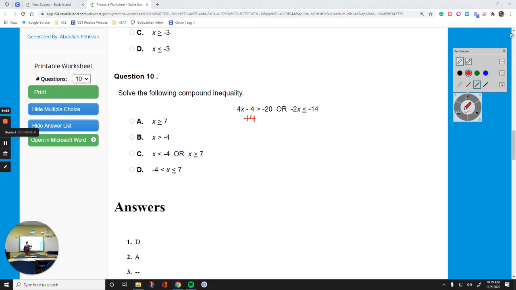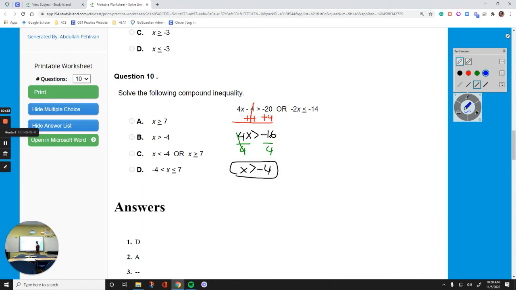I'm doing plus 4 to each side to get that 4x all by itself. 4x is greater than negative 16. Now, to get rid of that 4, I'm dividing both sides by 4. So x is greater than negative 4. This is my first set of solutions. If x is greater than negative 4, like negative 3, negative 2, negative 1, 0, 1, 2, 3, 4, and so on, it becomes my solution.